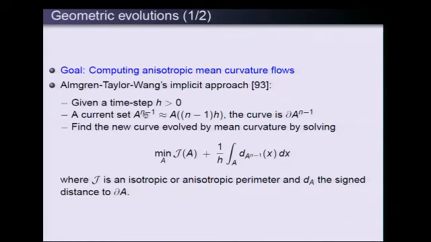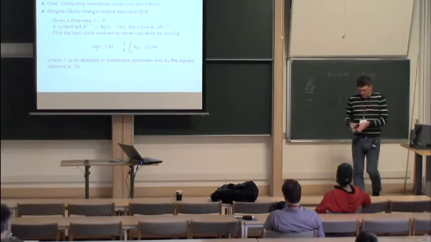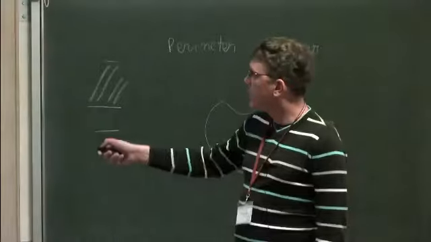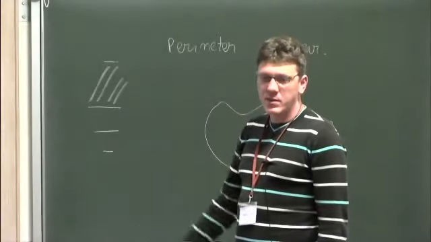So what can you do with that? For instance, you can do anisotropic mean curvature. So we use the scheme of Almgren et al. And the idea is the following. You give me a time step and an initial curve, and I compute the signed distance for every point to this curve. Here it will be negative inside and positive outside. And you want to find the set A that minimizes this energy.